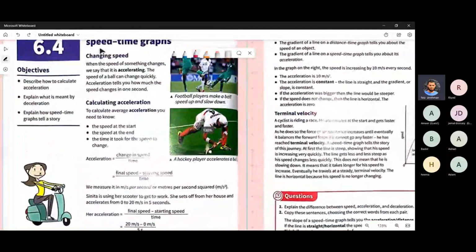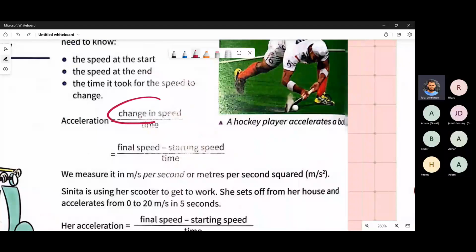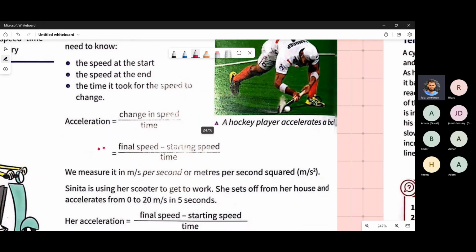Changing speed is what? Acceleration, and the formula, as Riyadh said, is change in speed, or final speed minus starting speed, over time. Okay. Riyadh said this formula, the second formula. You said the first formula.